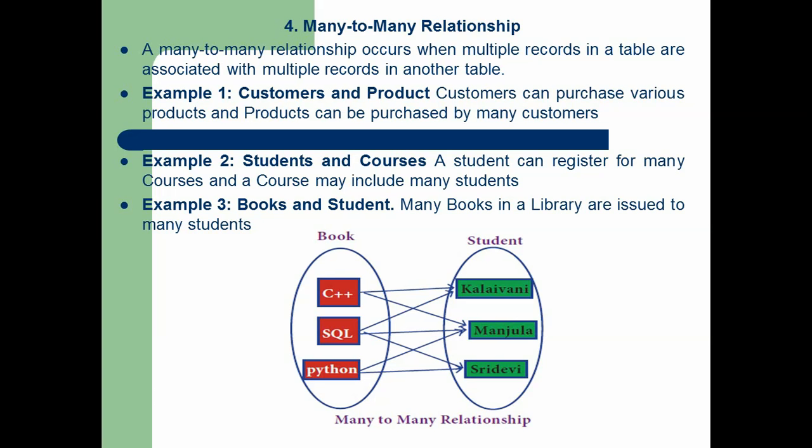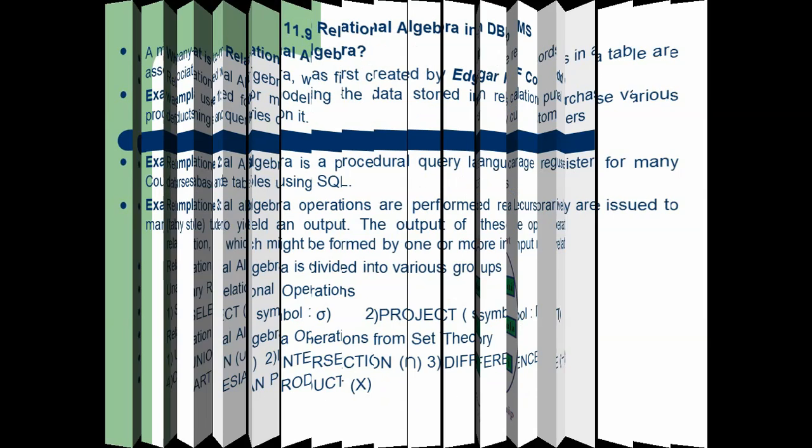In the same way, in the second example, you can see student and course. A student can register for many courses, and a course can be registered by a single student or different students. Here you can see books and student relationship. C++ books can be accessed by more than one student, and more than one student can access the one book. So this is called many to many relationship.